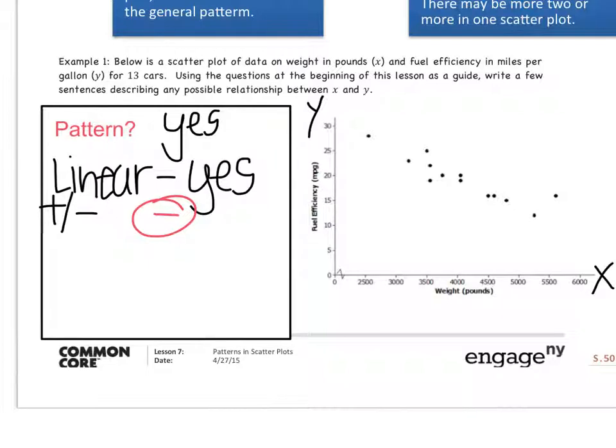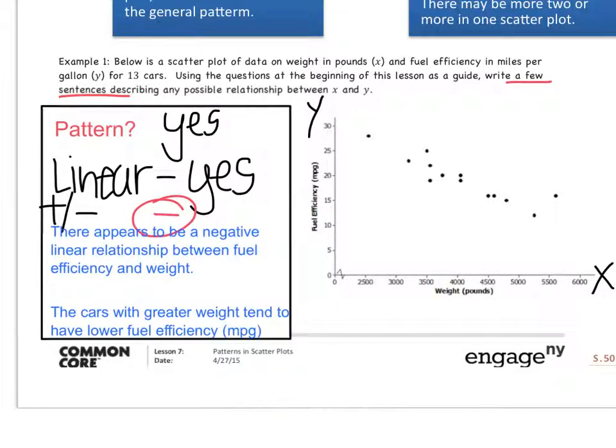Now watch how I write a few sentences to describe the relationship. Go ahead and use this as your model. The sentence I wrote started out: there appears to be a negative. Notice how I said the shape, I included the last question. A negative linear relationship, it's in the shape of a line, and there is a relationship between, notice how I explained the y-axis and the x-axis. So again, there appears to be a negative linear relationship between fuel efficiency and weight. That was one sentence I wrote.